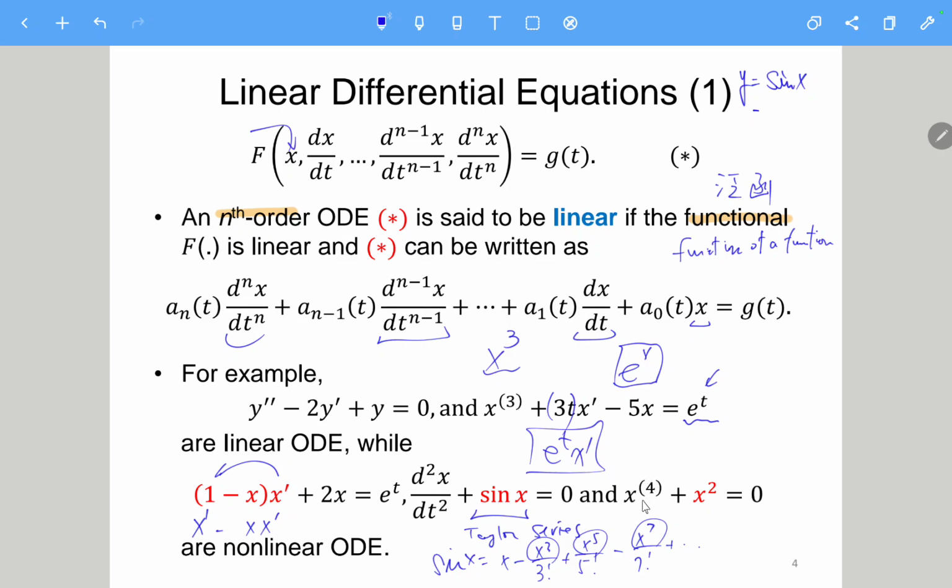And here this is the 4th derivative. So this term is still linear, but x squared is not linear. It depends on whether we have a power that is not one, or if we have two or even more multiplied together, then they are not linear.